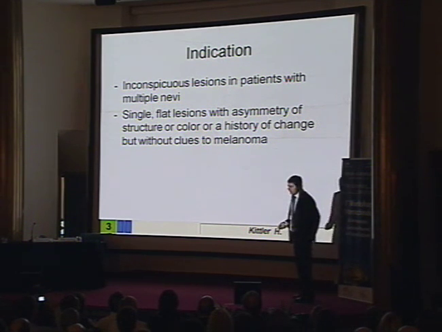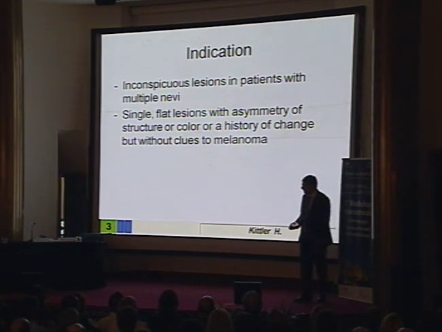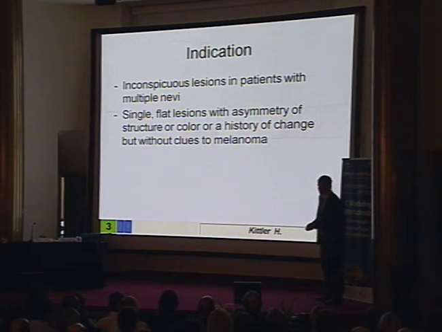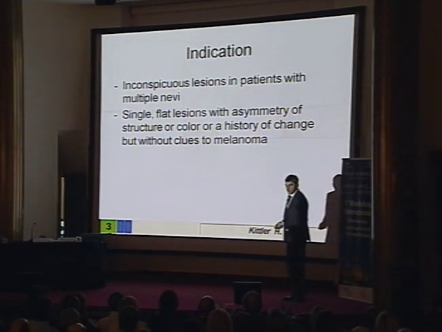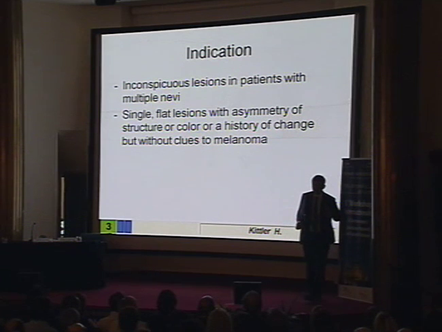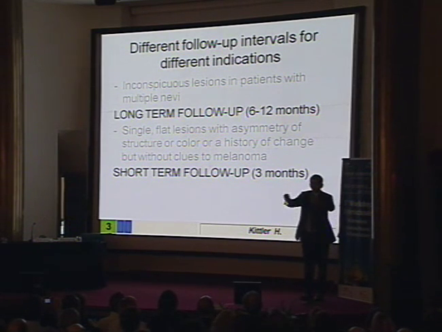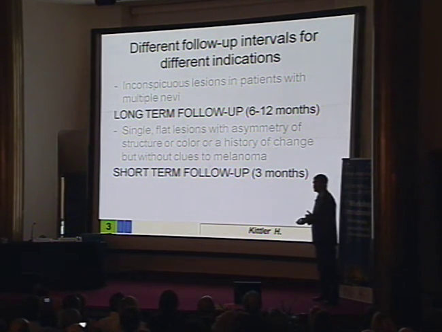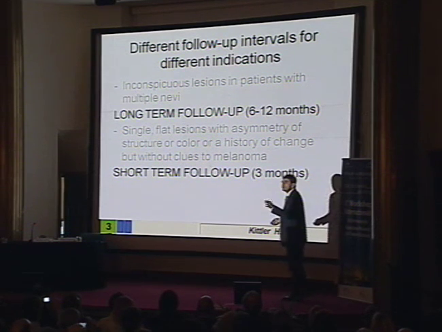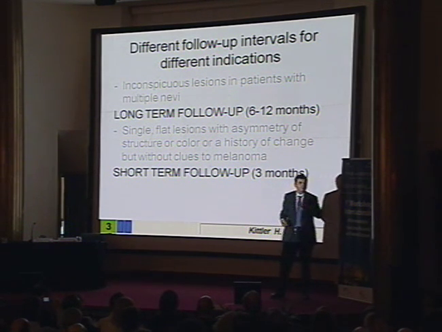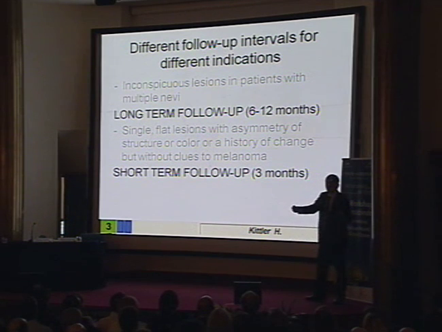So indication: inconspicuous lesions in patients with multiple nevi, and single and flat lesions with asymmetry of structure or color or a history of change, but without clues to melanoma. There is long-term follow-up, which is 6 months and more, and short-term follow-up. And you interpret the changes that you see differently, depending on the time of follow-up.